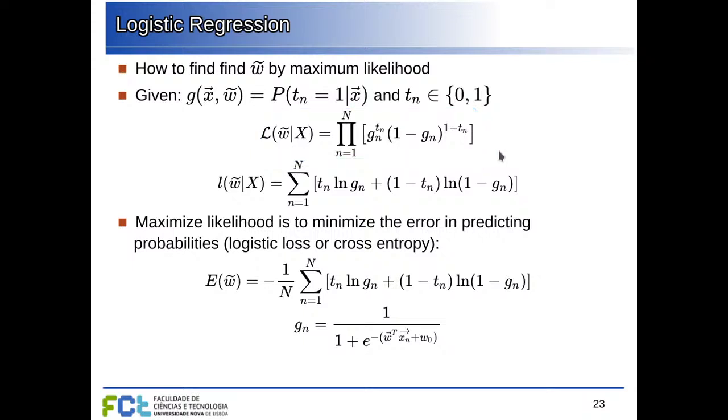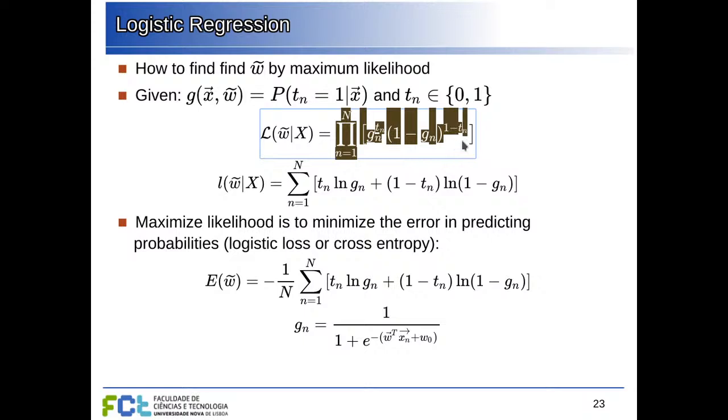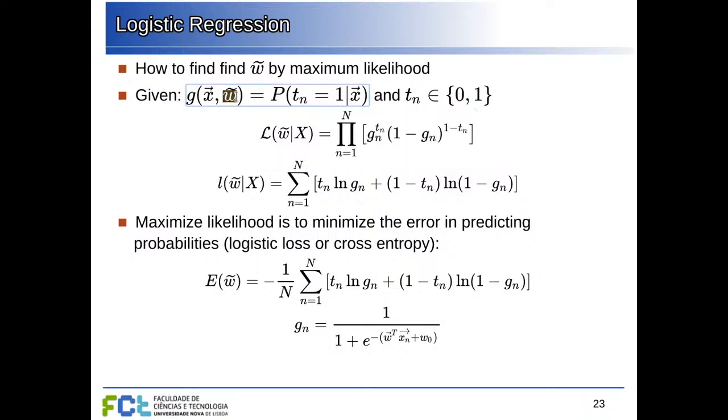Or rather, the product of the probability of point 1 belonging to its class, whether it's 1 or 0, point 2 belonging to its class, whether it's 1 or 0, and so forth. So we are multiplying all these probabilities, and this will give us the likelihood of the W vector that we have. We can do the same thing as we did with regression.